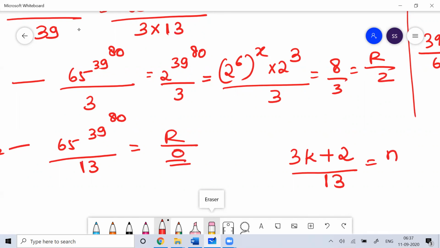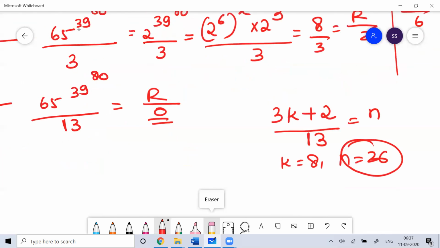So find the number. k equals 4 gives 14, then k equals 5 gives 17, k equals 6 gives 20, k equals 7 gives 23, k equals 8 gives 26. So if you take k equals 8, your number is 26. So 26 is your final answer. The remainder for this problem is 26.